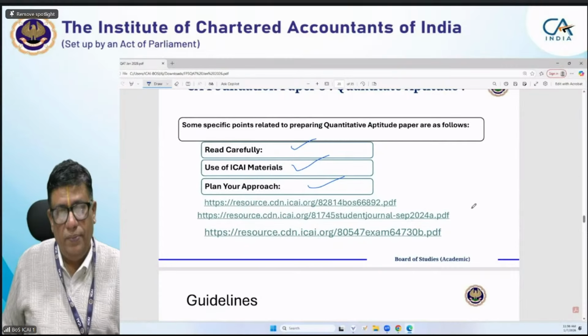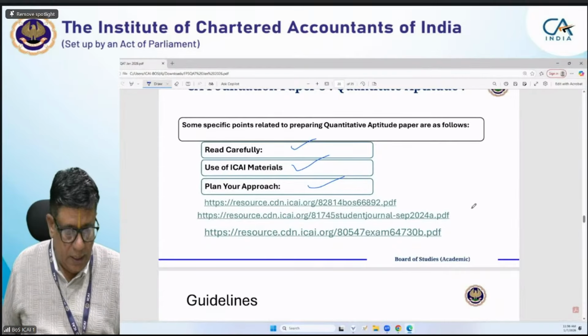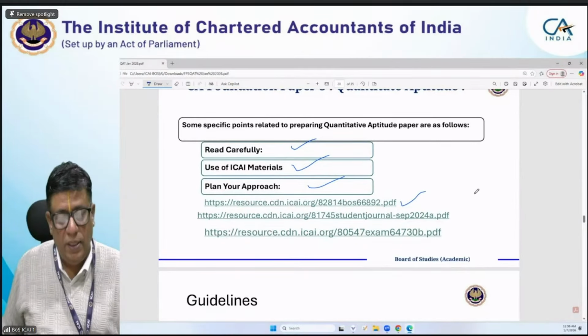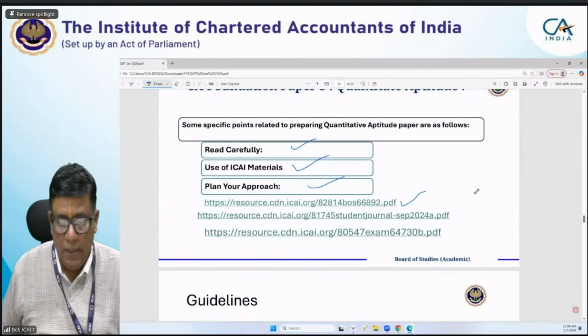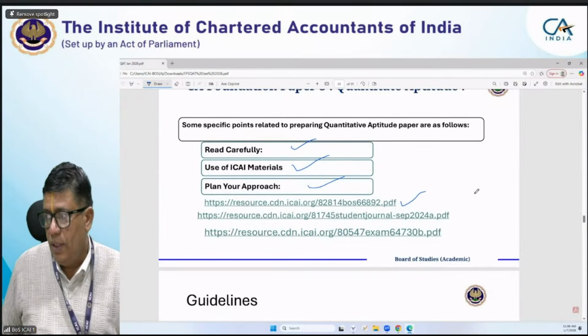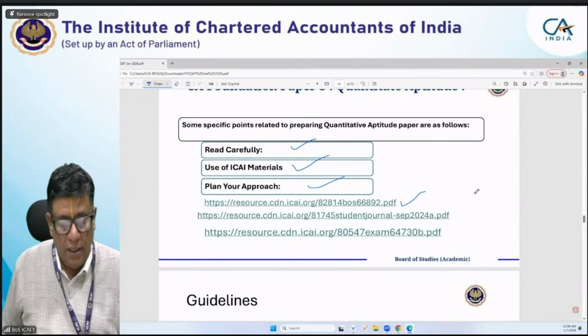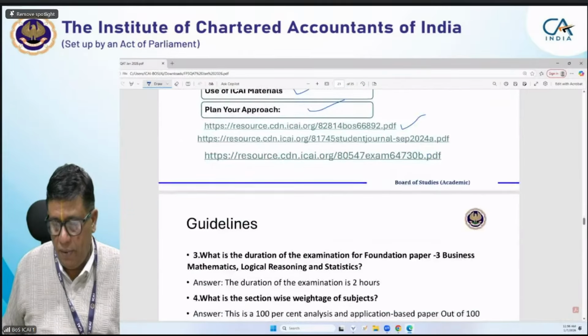Apart from that, if you see the study institute website, there is an OMR sheet also. That OMR sheet will definitely be helpful if you download it and practice well before going to the examination.